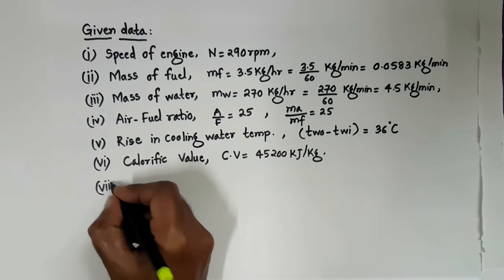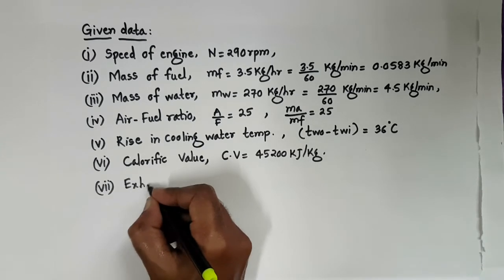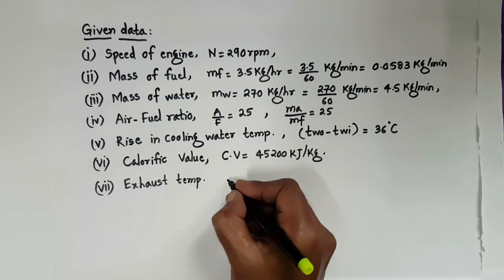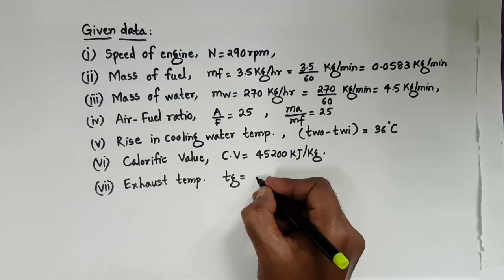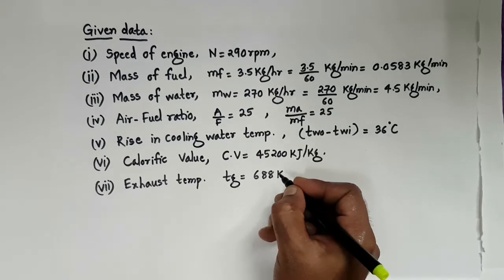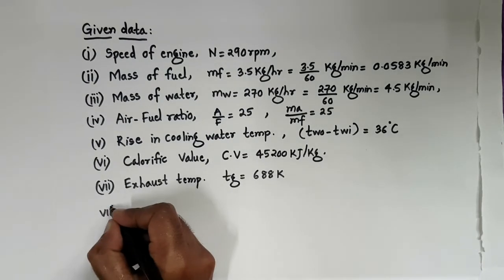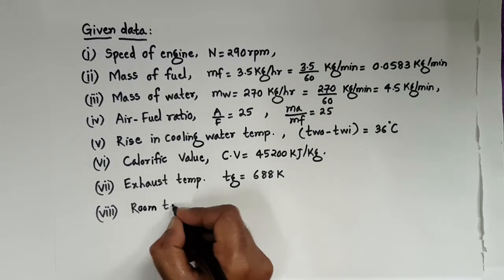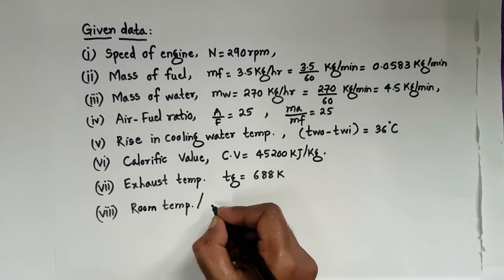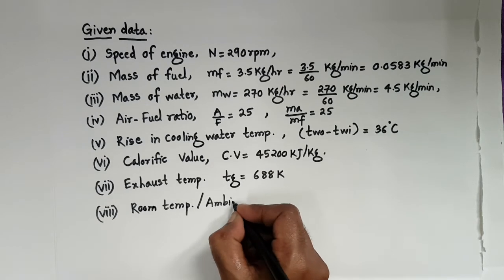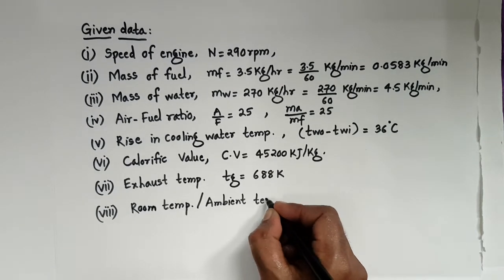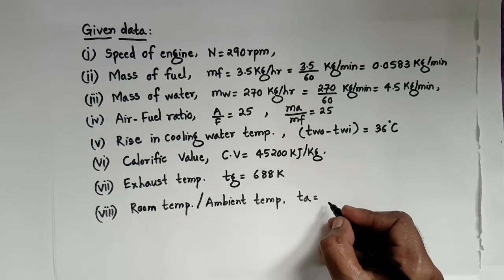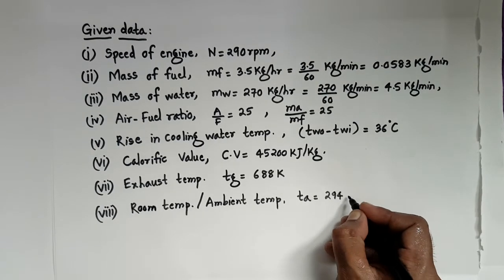Then next, exhaust gas temperature. That exhaust gas temperature will be termed as TG, which is equal to 688 Kelvin. Then next thing, that is room temperature or ambient temperature. That temperature will be termed as TA, which is equal to 294 Kelvin.